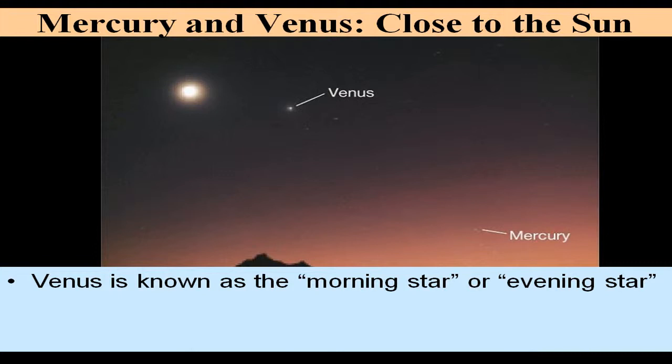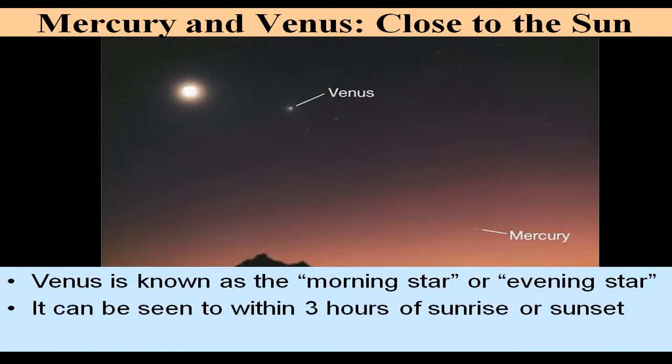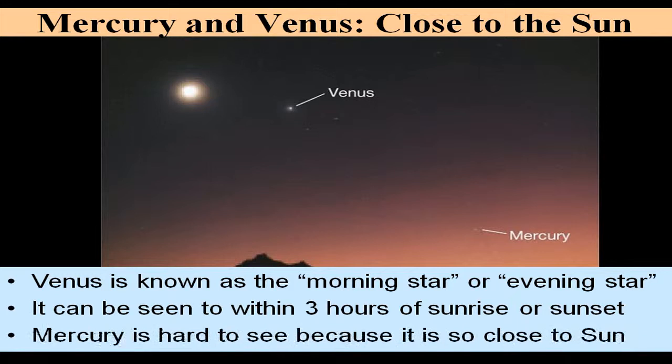In fact, Venus, being a very bright object, the third brightest object in the sky, is known as the morning star or the evening star because it's relatively close to the appearance or disappearance of the Sun. It can be seen to within 3 hours of sunrise or sunset. Mercury is hard to see because it's so close to the Sun, and hence it's not as bright as Venus to begin with, and also it's closer to the Sun, so you have to look for it right at sunrise or sunset.